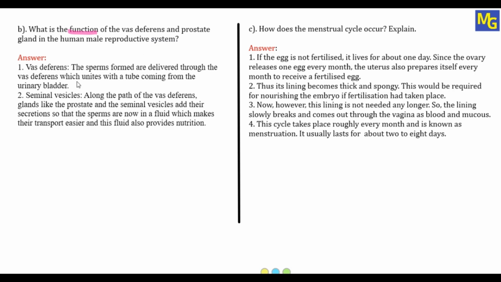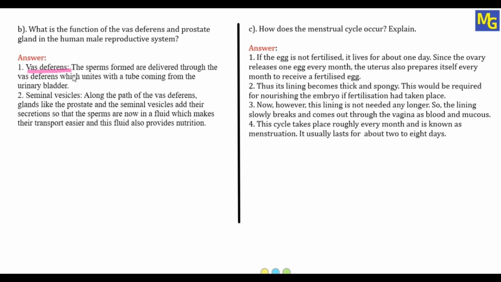So the answer is, first we will write for vas deferens. As I told in the earlier question, the sperms are delivered through the vas deferens, which unites with the tube coming from the urinary bladder. So when the sperms are produced in the testes, those should be carried to the urinary bladder, and from urinary bladder they will be carried to the female body. And the process of carrying those sperms from testis to urinary bladder will be done by the tube which is called vas deferens.